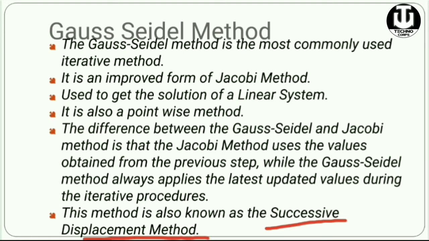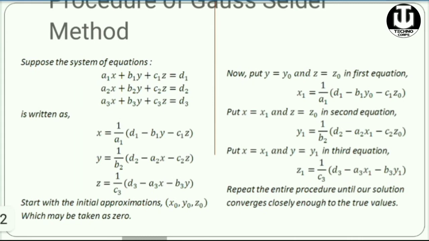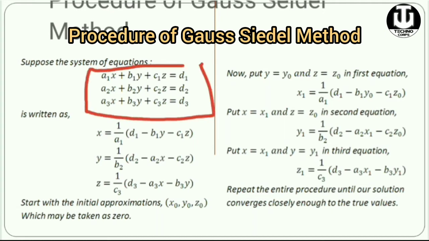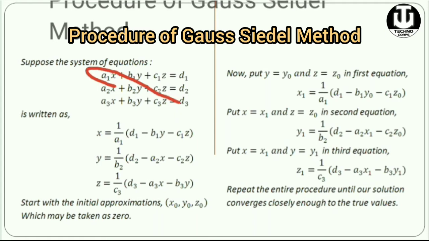So let's see what the procedure of this Gauss-Seidel method is. Suppose I have a system given like this. You can see there is a 3x3 matrix. Okay, that means a linear system. So the starting procedure is the same as we did in the Gauss-Jacobi method. What is that? We have to solve for the diagonal element by using these three equations.